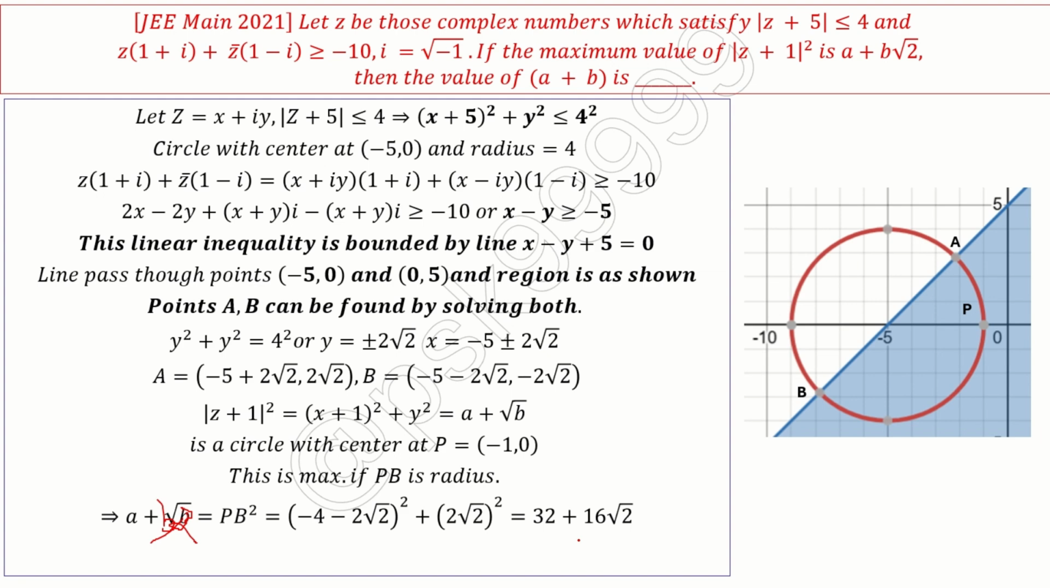Now my a is 32, b is 16. So a plus b equal to 48. This is the answer. Okay, hope you understand. This is a similar problem as the first problem. Just to do it carefully, draw the rough graph. Very easy to draw the rough graph once you know the points. And I think you should try these problems more because they keep coming in JEE. At least one problem. Okay, next.